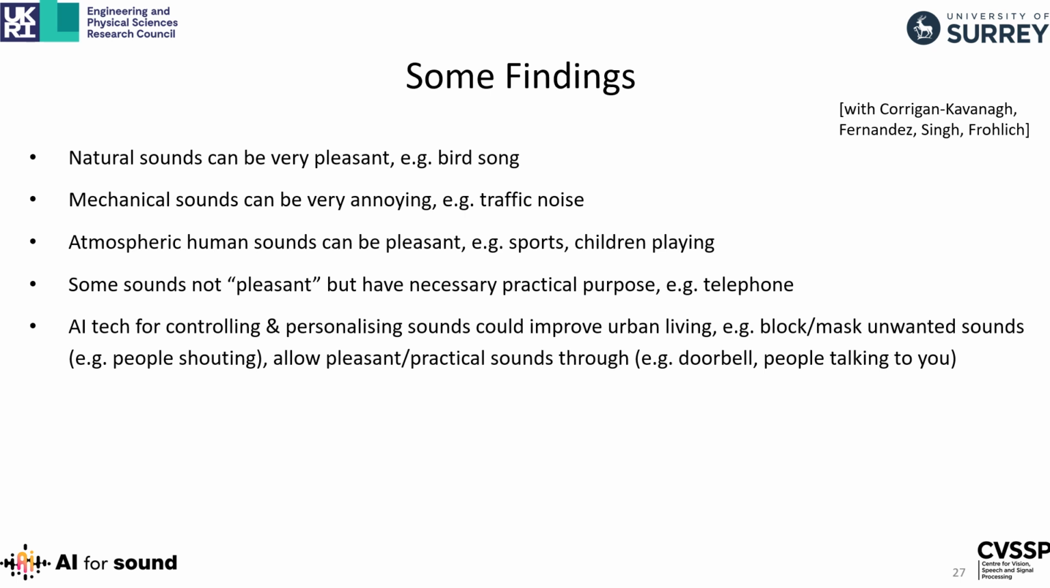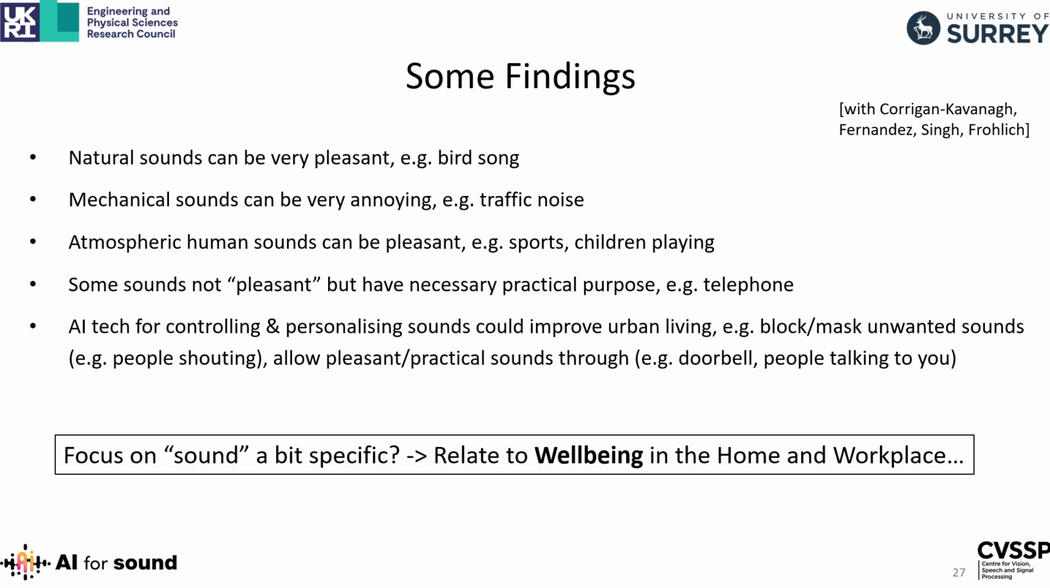Some sounds may not be pleasant and may be irritating, and telephone sound, for example, depends on the purpose. So AI tech for controlling and personalizing sounds could improve urban living. It can be used for blocking or masking unwanted sound, like people shouting, and it can allow pleasant, practical sound through. This is how, from the general problem, we came up with the conclusion that sound can be related to well-being in the home and workplace.